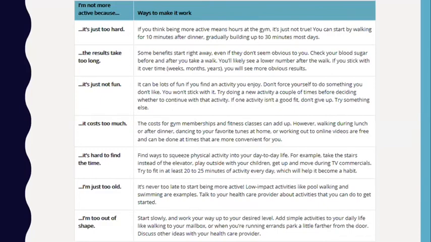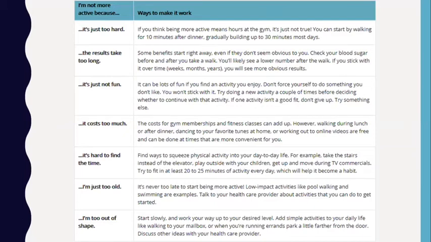And these are some, I thought these were good because I think we're the best at making excuses for ourselves, 100%. It's so much easier to tell yourself why you don't want to do something than why you do. So here's some ways to make it work.